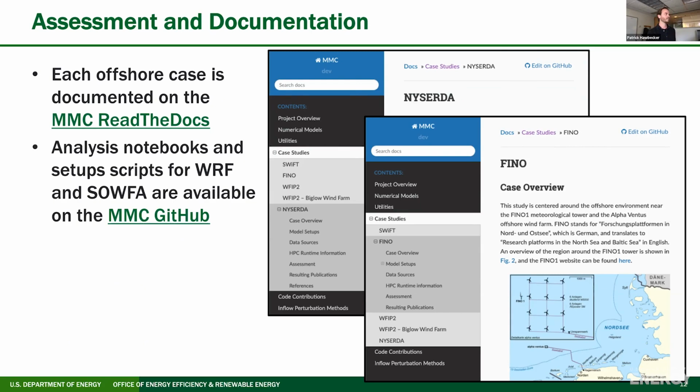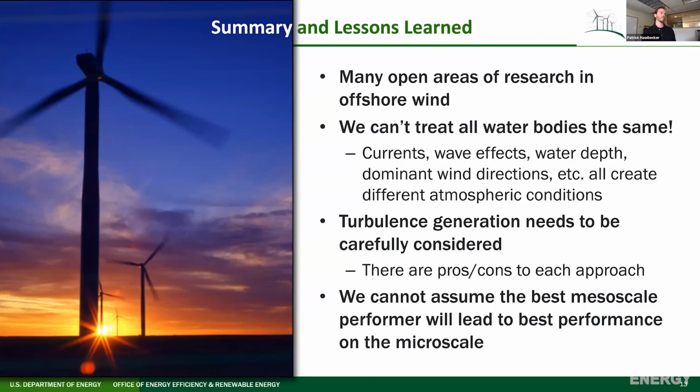As a quick summary, again, there are many open areas of research in offshore wind. One of the main lessons learned is we can't really treat all water bodies the same. The different currents, wave effects, water depth, I mean, the differences between the Pacific and Atlantic near shore environment are vast. And we can't just assume what worked on the Atlantic is going to work on the Pacific.